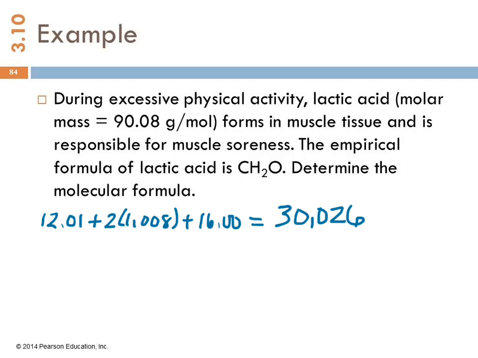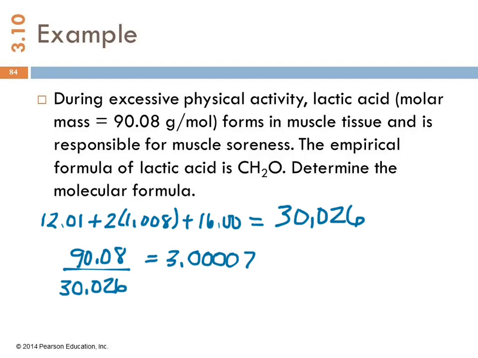So we want to find out how many times this fits into that. So we take 90.08 and divide by 30.026. And our calculator says 3.0000, and it's actually got 4 zeros. 1, 2, 3, 4. They're always going to come out to be really nice numbers here.